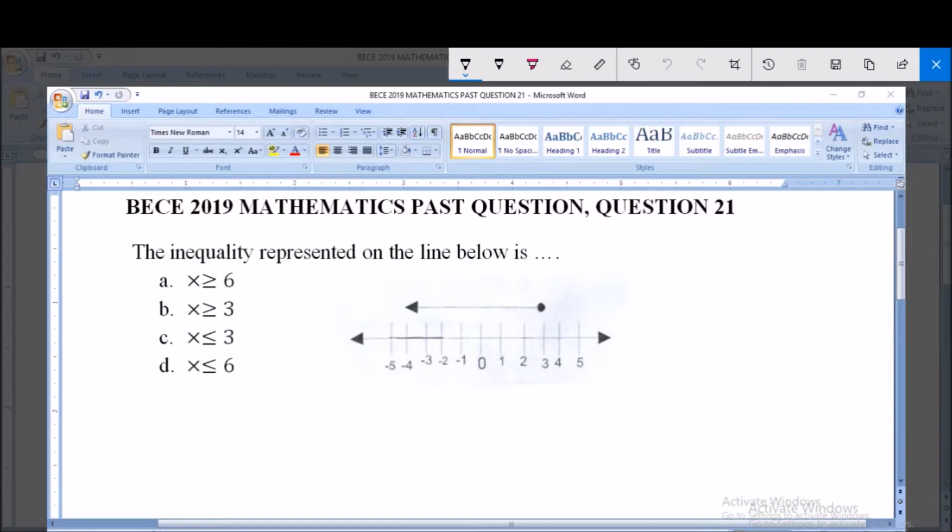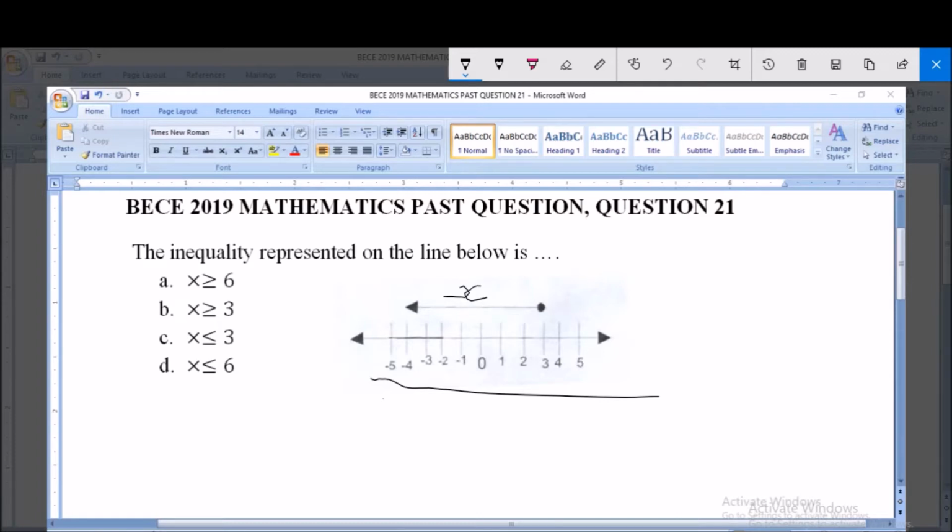Now we have the inequality given. This is the inequality here given. Like you can see, this is the inequality here. Now this line represents the value of x. The line here represents the value of x.